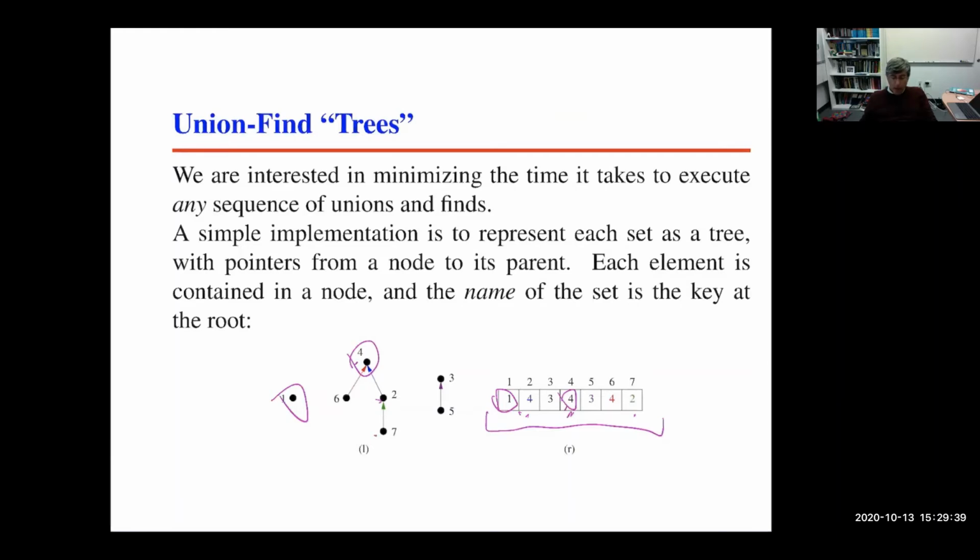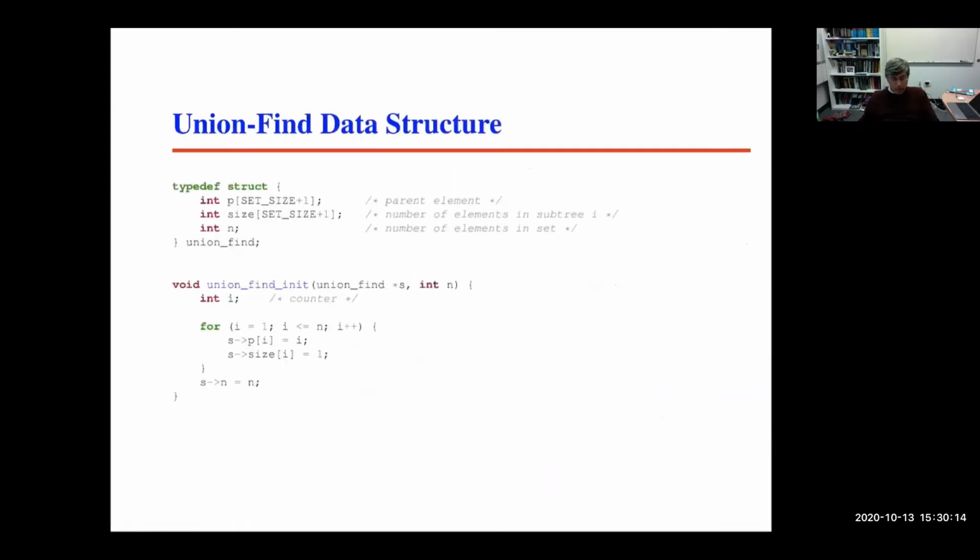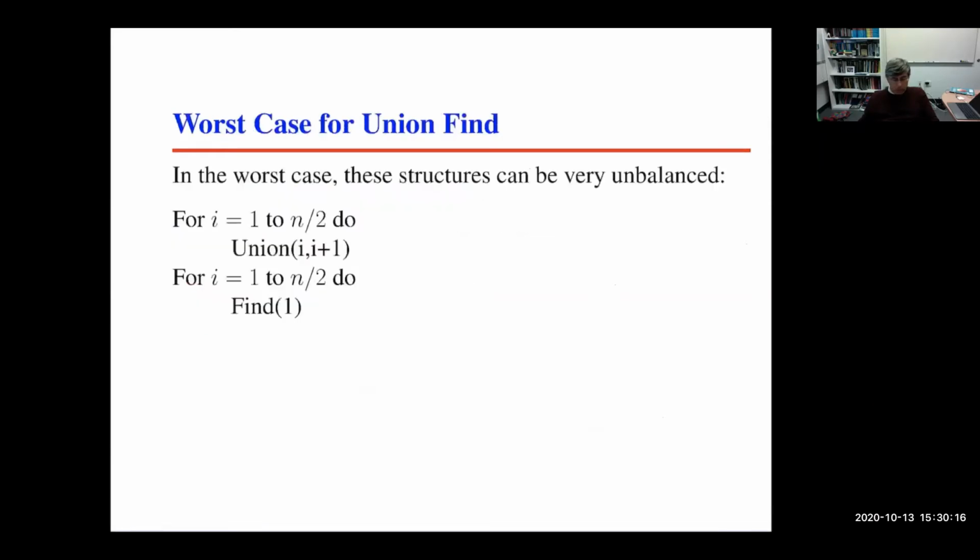And to merge these 2 trees together, all I would need to do is to set the parent of 3 to be 4. And I would like to do it in a way that the short tree points to the tall tree. Any questions? So if you look at the code, it's actually quite simple to do this.